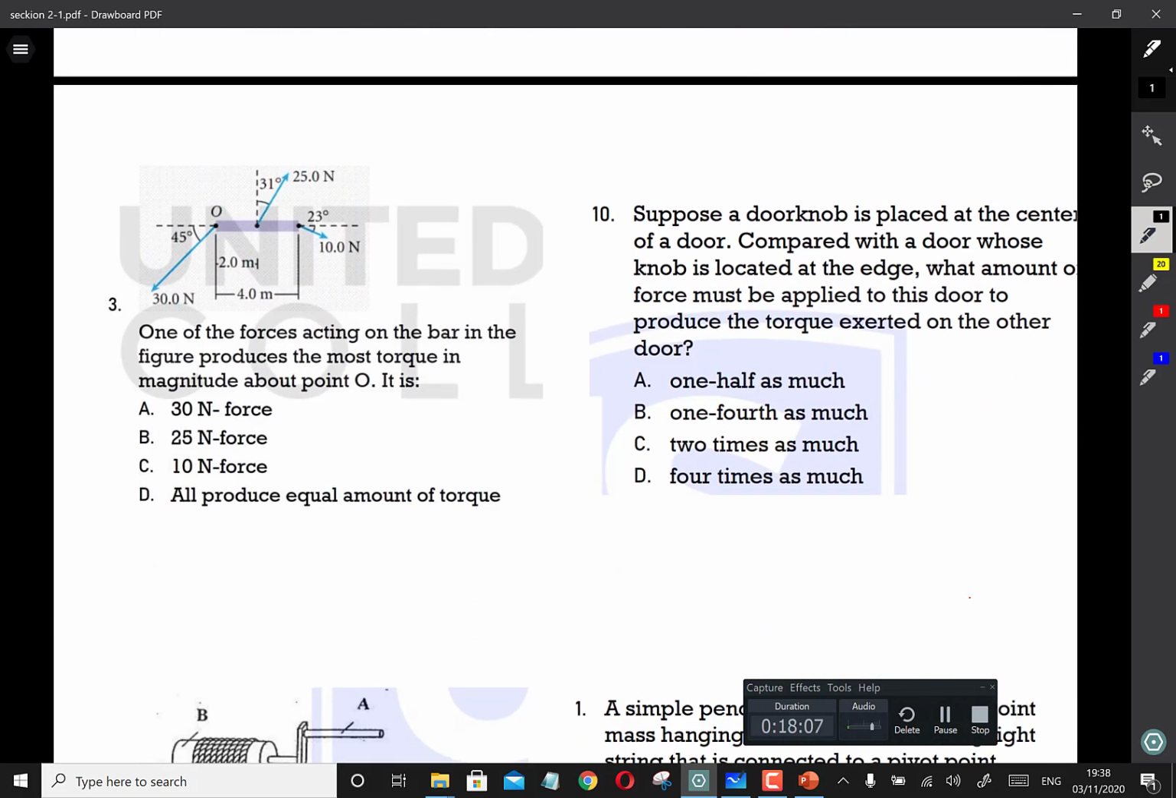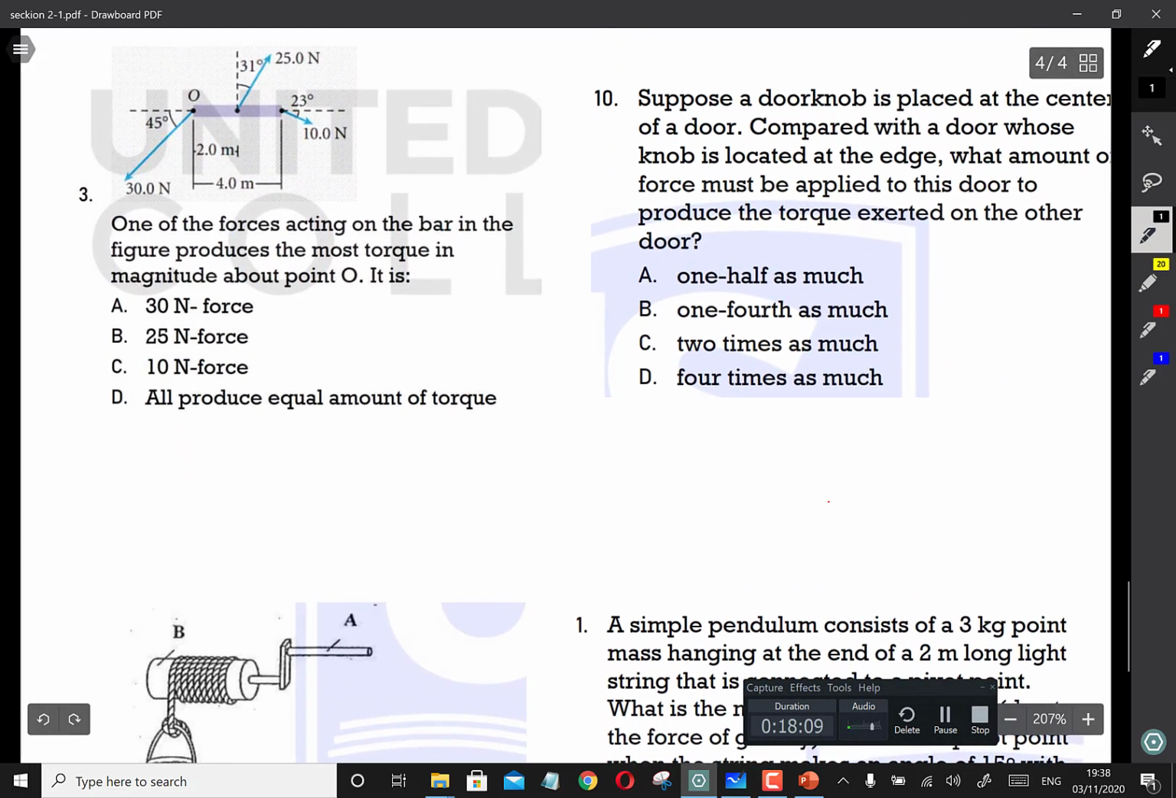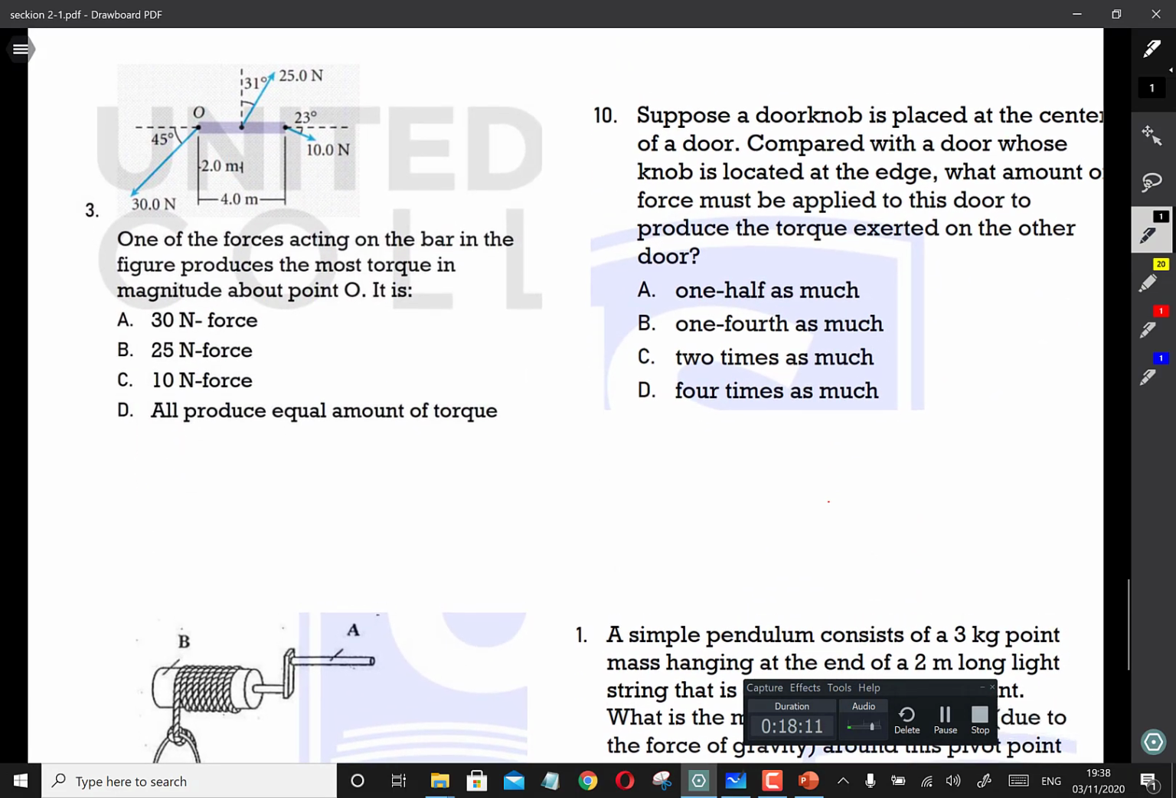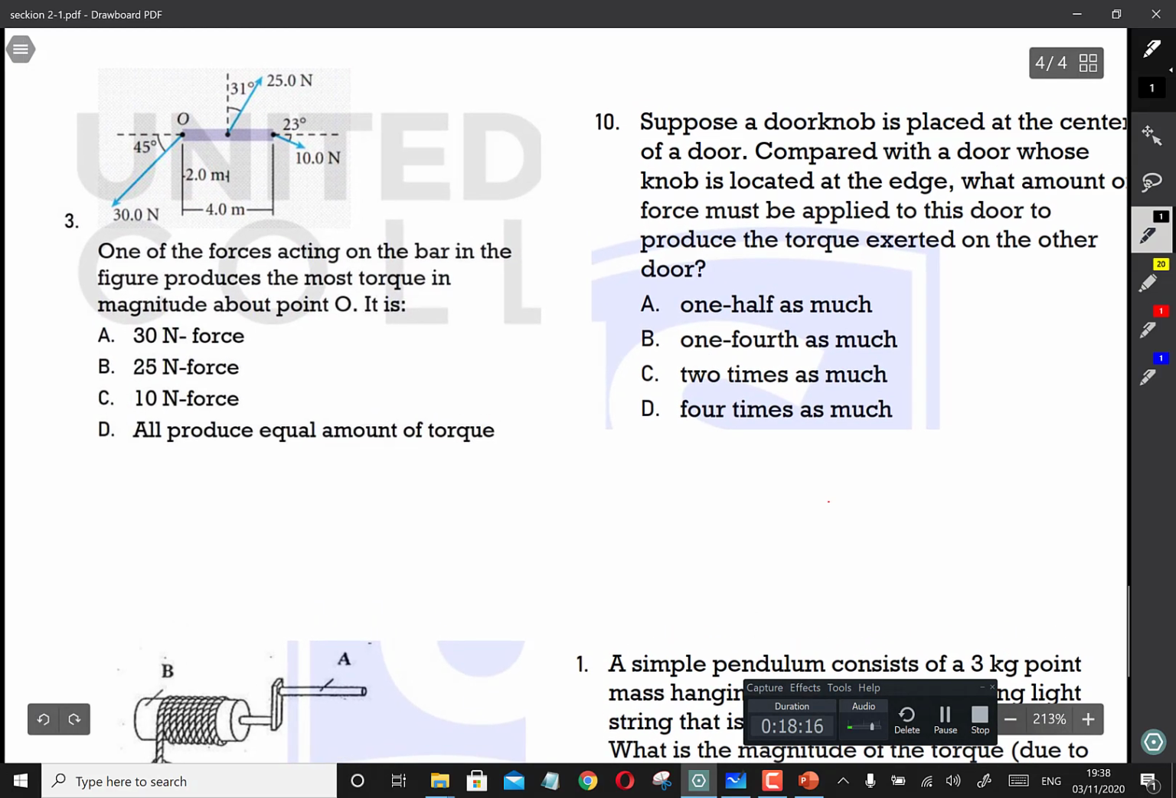And question number 3. One of the forces acting on the bar in the figure produces the most torque in magnitude about the axis. So we will calculate them. First, we know that this is the axis of rotation according to this picture. This produces 0 torque, torque 1. So we don't count 30 Newton because it's acting on the axis of rotation. And 25 Newton, how much torque is produced?